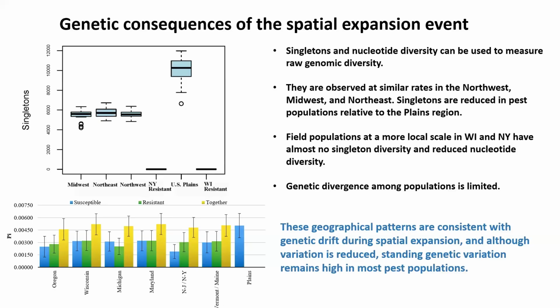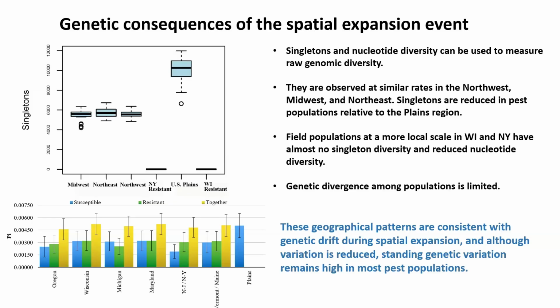So this first plot shows you the patterns of variation. This box at the top that has a lot of singletons, that's the Plains region where they're from ancestrally. So we expect them to have the most singletons, the most background variation. And then as we move to the left of the plot on the top, those are Midwest, Northwest, Northeast populations, all the samples combined together. And you can see there's been this reduction.